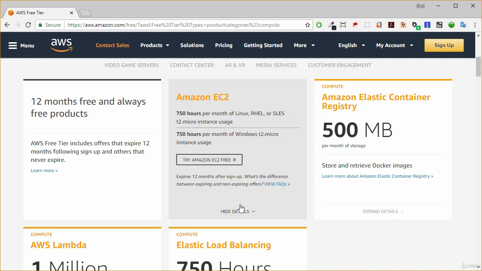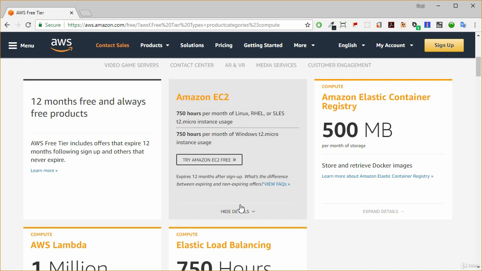Now, the big thing to remember is that this is only for a T2 micro instance. If you have anything bigger than that, doesn't matter how much you use, you're going to get billed for it. And also to consider is that a smaller instance like the T2 Nano will not be covered under the free tier. It is specifically for the T2 micro instance.